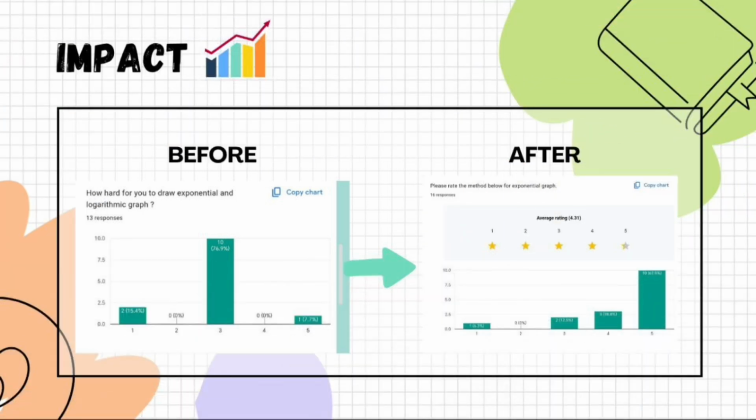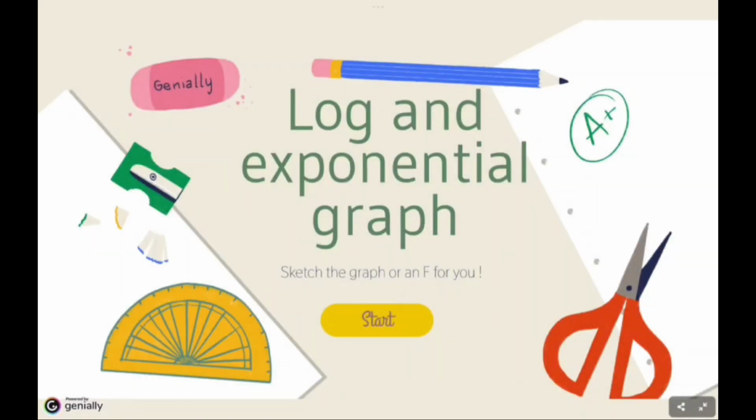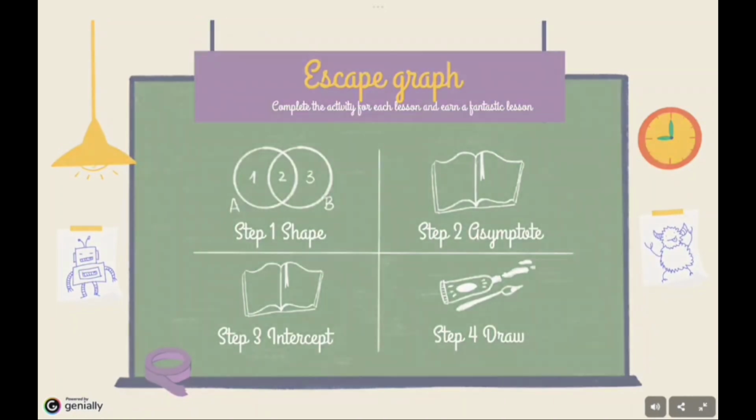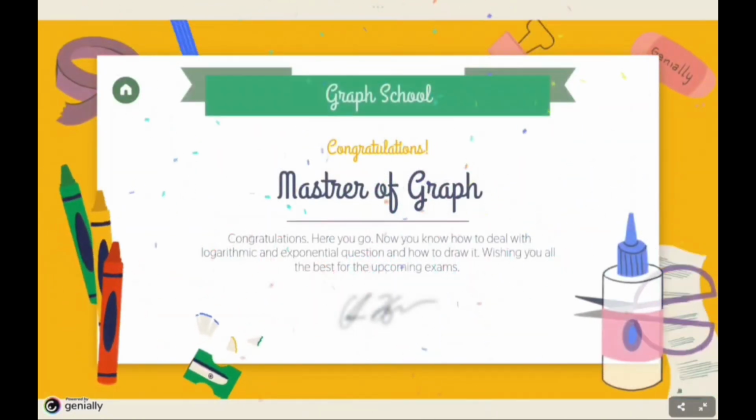Based on the data, students find it quite hard to do the exponential and logarithmic graph, but after we expose them to the SAID method, they find it quite easy to do the graph. We received many awards for our method. When you open the QR, you will get to the game. The game is to test the understanding of the student about the SAID method.